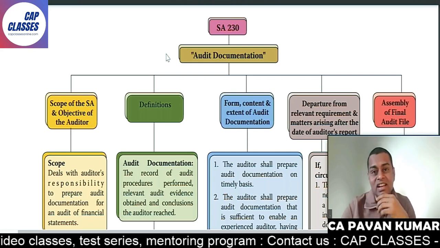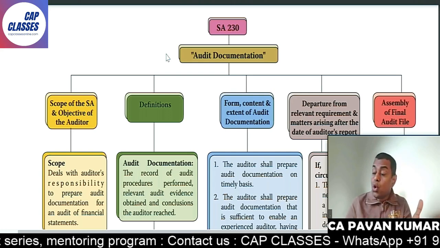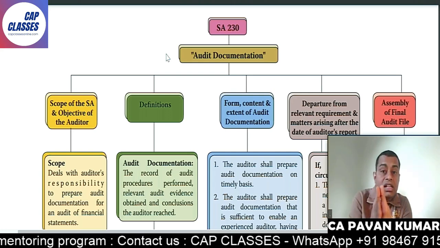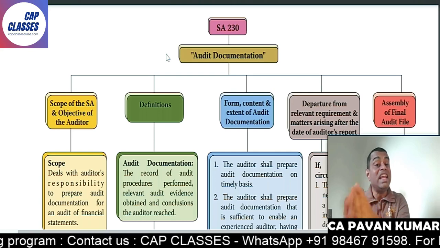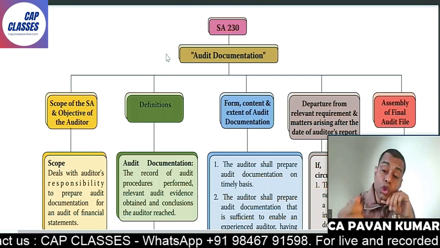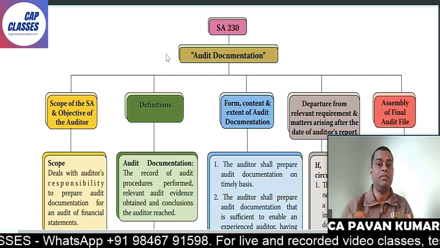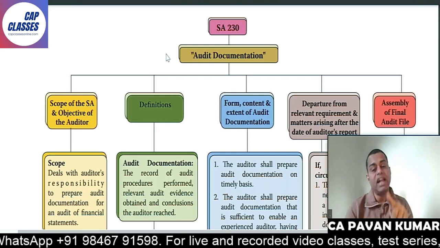Then, Miss C, what did you do? Sir, I have verified fixed assets, sir. Put the file. So, all these documents, whatever A, B, C, D worked on, are on my table. I will go through that and I will further investigate if it is required. Then I will go to the client.